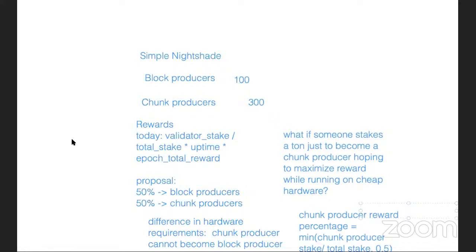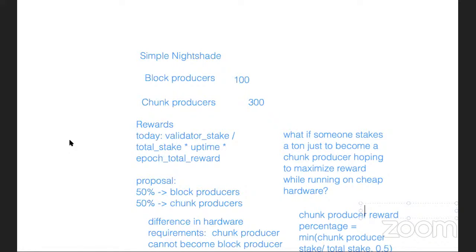I also have a question about a few things that you mentioned. So basically, you mentioned that you can declare yourself as being either only a chunk producer, or a chunk producer and a block producer, right? Yeah, I think that if you want to be a block producer, you can also be a chunk producer, but not the opposite.